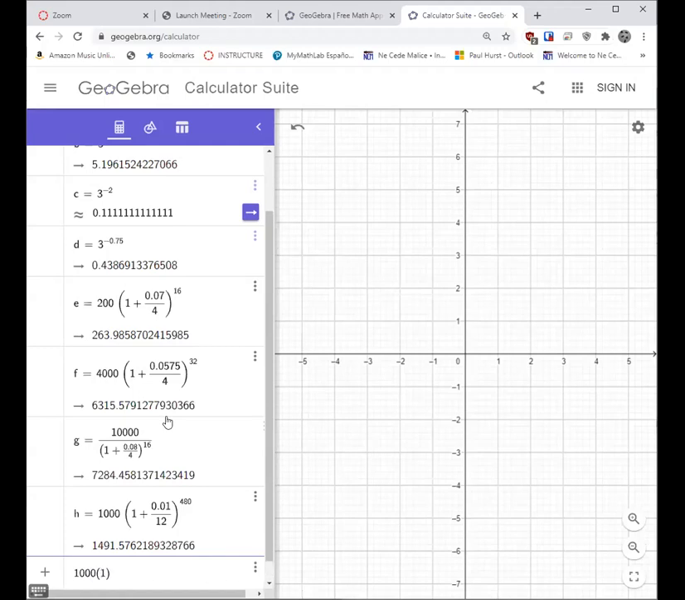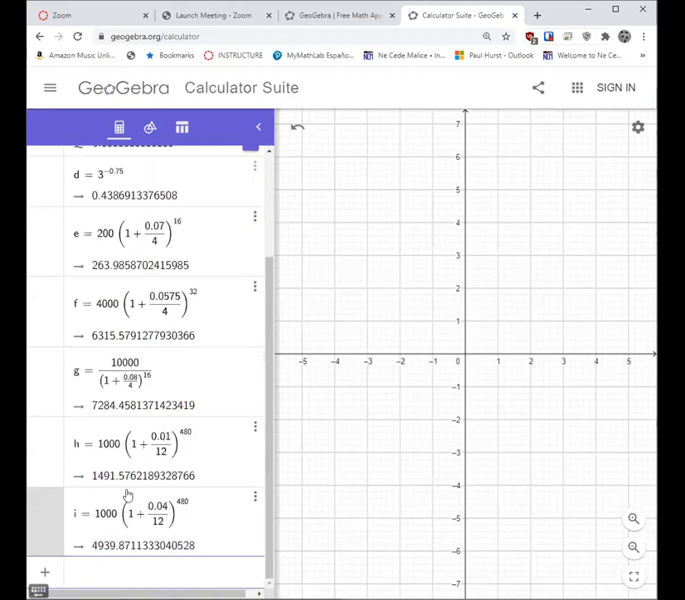Okay, now let's do 4% interest and see what happens. And here we have almost $5,000, so $4,939.87. Okay, so that's going to be worth a lot, we're talking 40 years from now. And now let's do 10%.